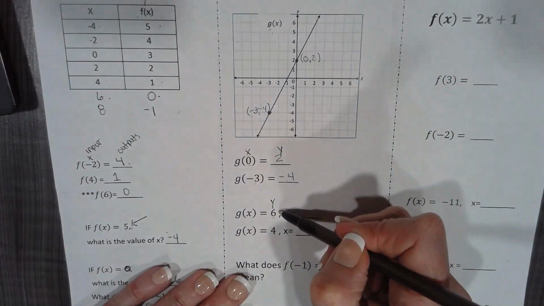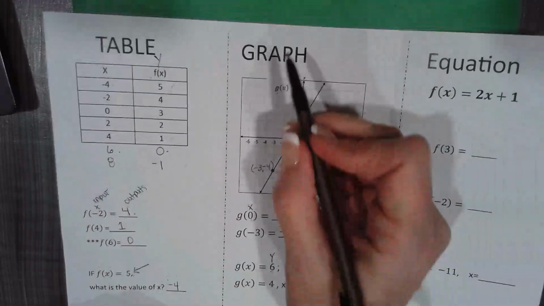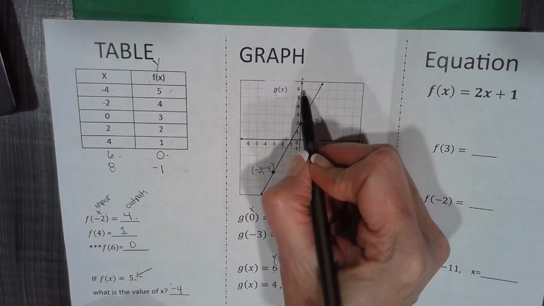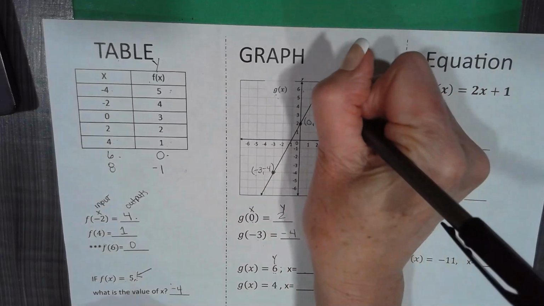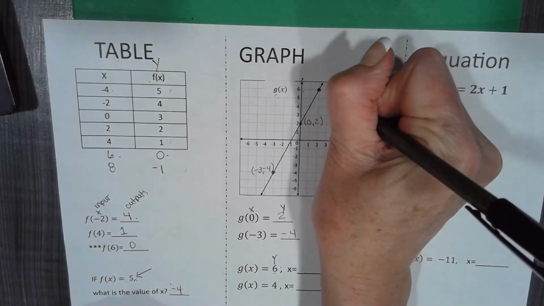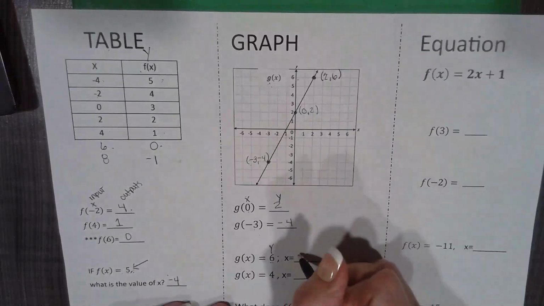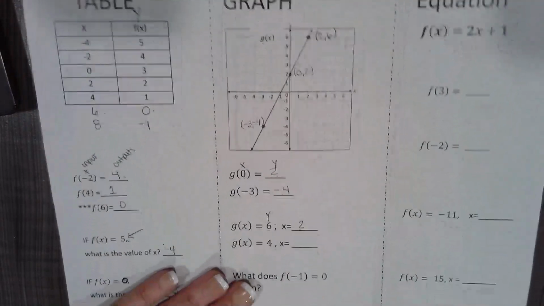So now we're looking for a y value of 6. So if I find my y value of 6 and I go over, the x value is 2. It's the ordered pair 2, 6. So if y is 6, x is 2. Not very hard.